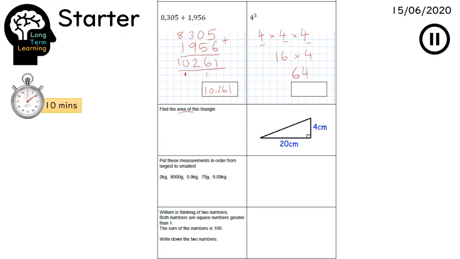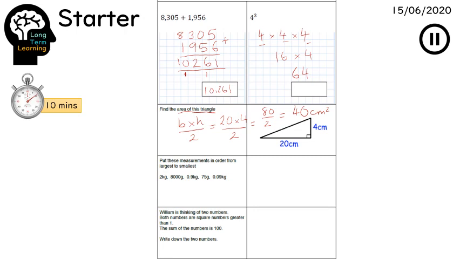Find the area of the triangle. We've got to remember that base times height divided by 2 is our formula. And now let's just plug those numbers in. Base is 20, height is 4, and I've got to divide that by 2. 20 times 4 is 80. 80 divided by 2 is 40. But for that extra mark, to get full marks, you would have to put centimetres squared because it's an area. Okay, moving on to the next question.